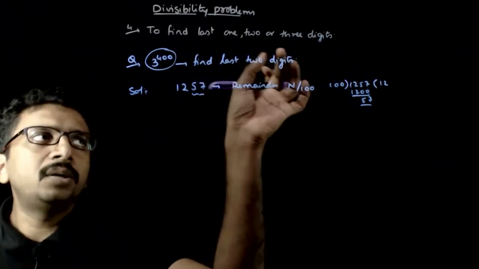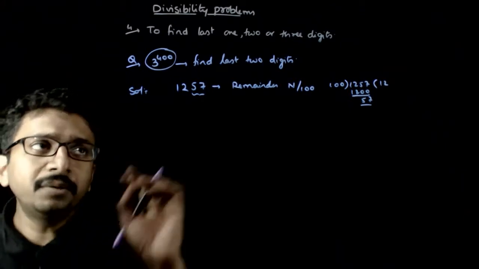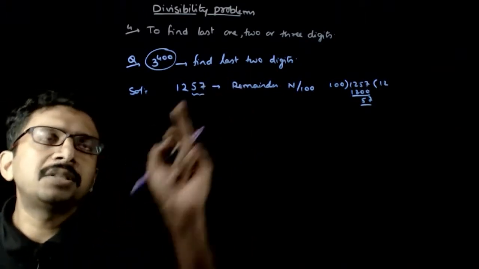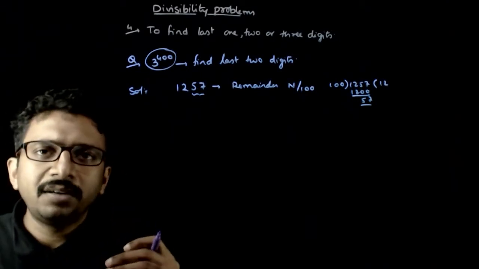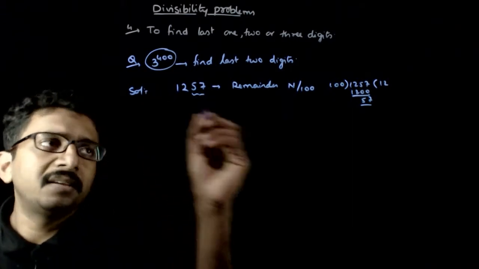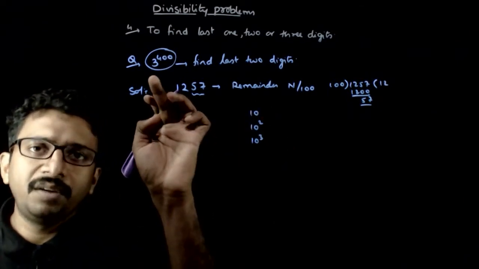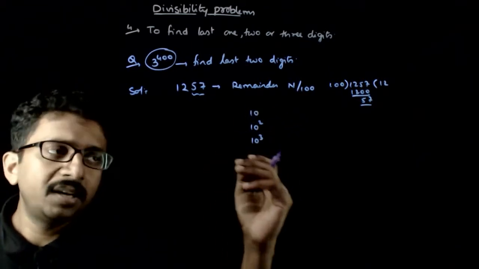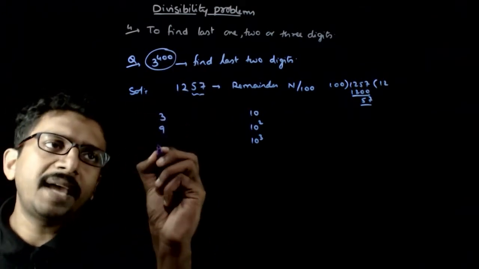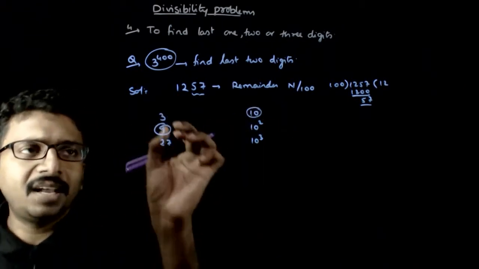So finding the last 1, 2 or 3 digits is very close to the question of finding the remainder with respect to the powers of 10: 10, 10 square, 10 cube, 10 power 4, and so on. Now if you want the last 2 digits of this number, you just need to find the remainder when this number is divided by 100. 100 is nothing but 10 square. If you take the powers of 10 and the multiples of 10, like 10 into 10, 10 into 3, and so on, and if you have the powers of 3, that is 3, 9, 27, and so on, you can see that 9 is very, very close to a power of 10. So I'll take 9 as the base.